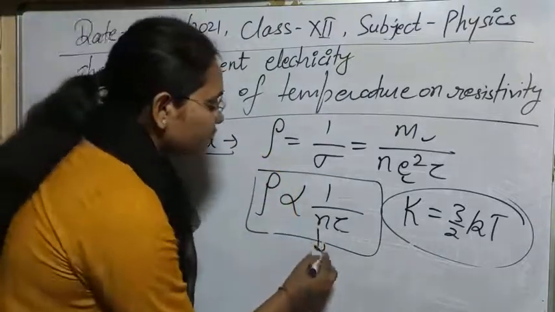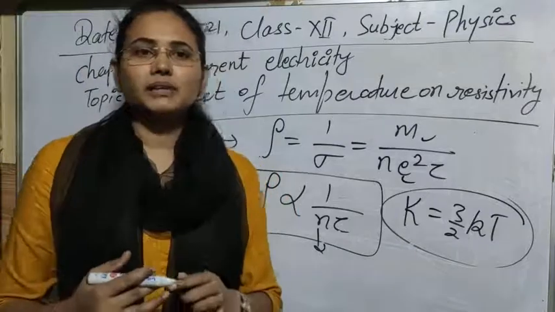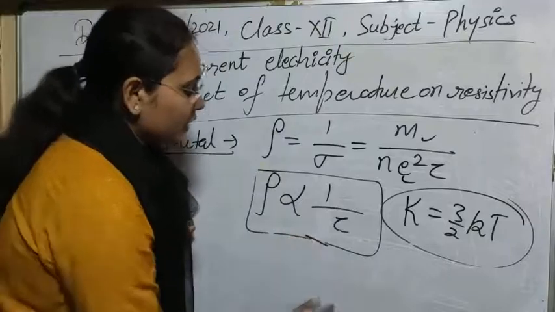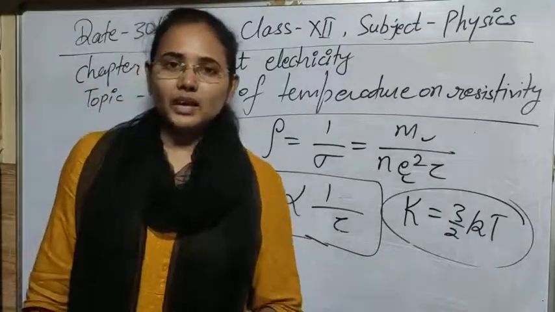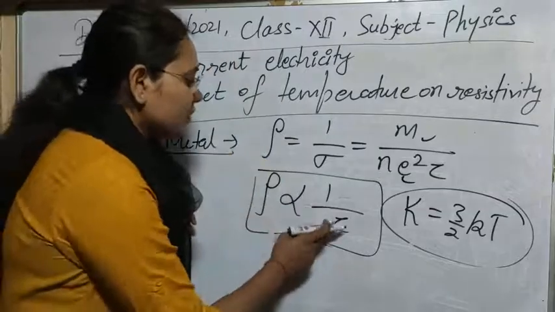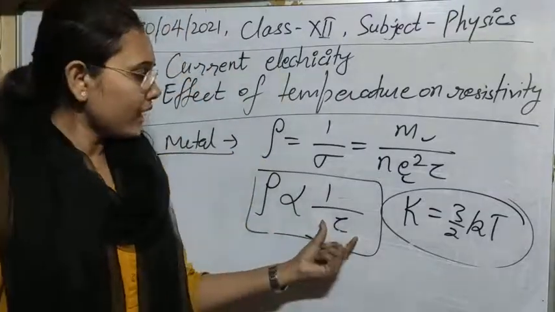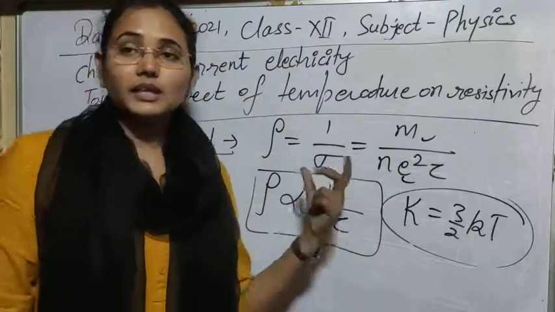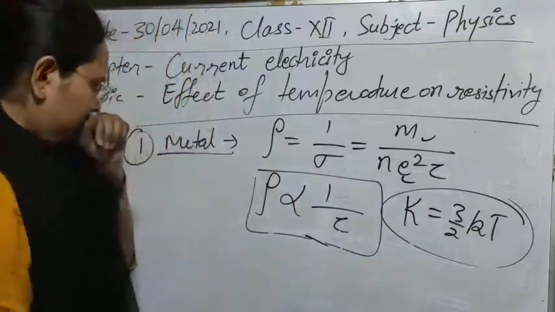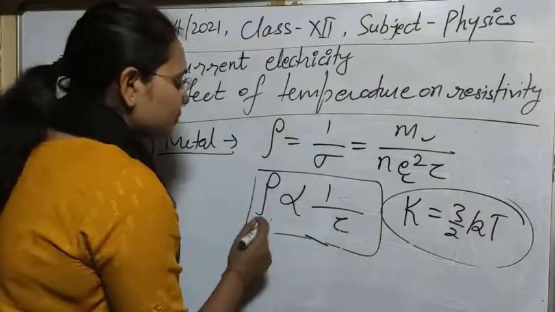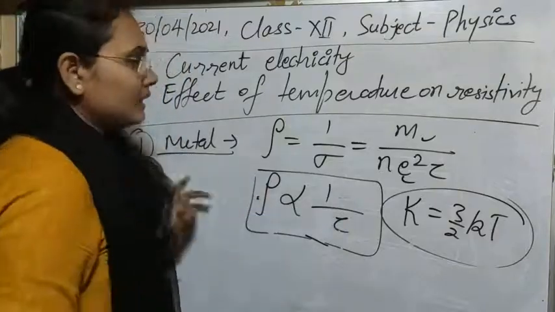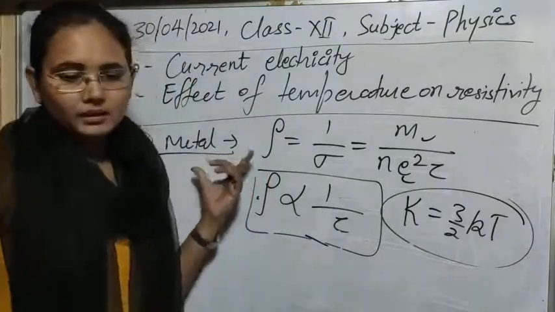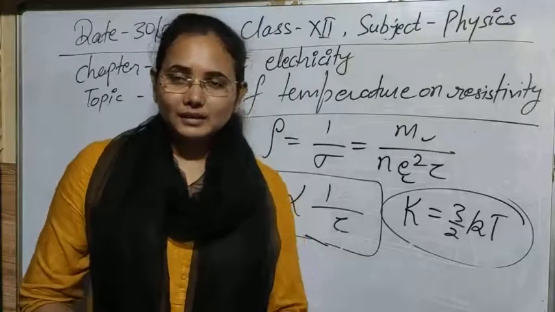So this term is not varying very appreciably with the temperature. So we can just suppose that this is constant for the variation in temperature. So it means that rho depends only on this factor. As tau, the relaxation time, is decreasing with an increase in temperature, and as rho is inversely proportional to it, it means that the resistivity is increasing here.